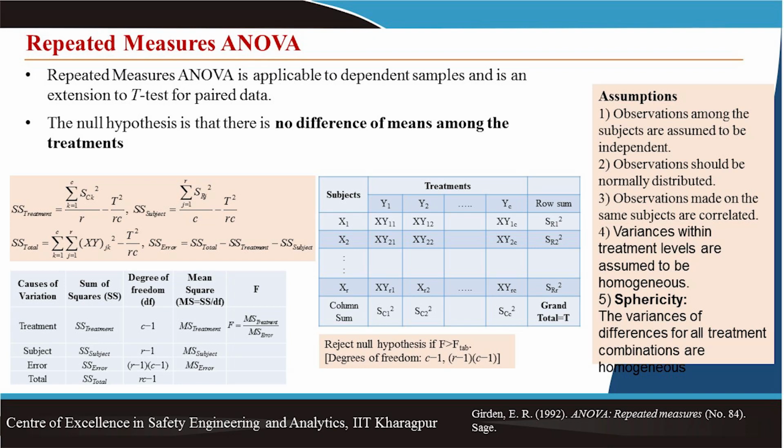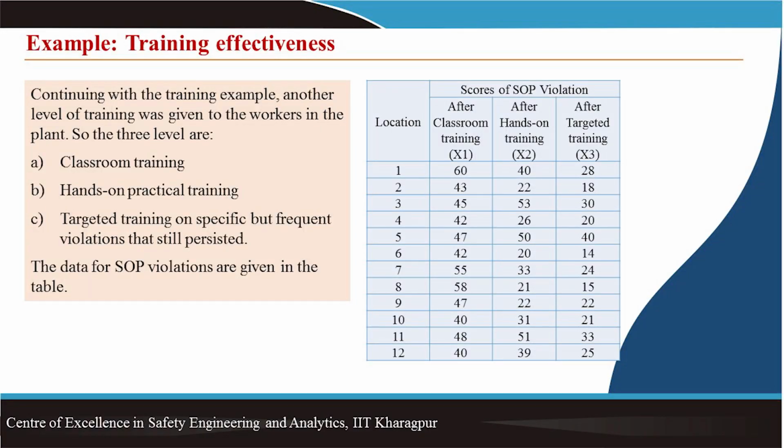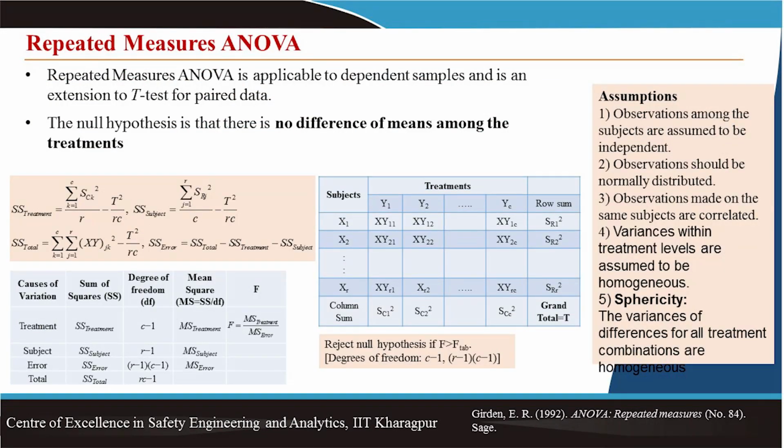So, repeated measures ANOVA is similar to randomized complete block design. Here, we design the study in such a manner that data will be captured on the same subjects under repeated treatments. That is what repeated measures means. Basically, the treatments are one important part here.